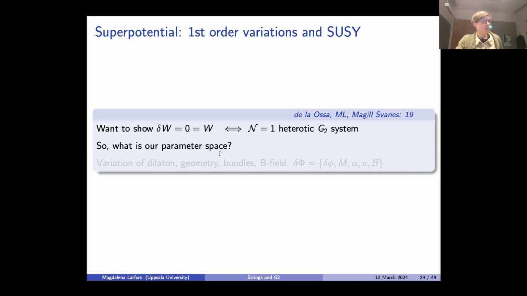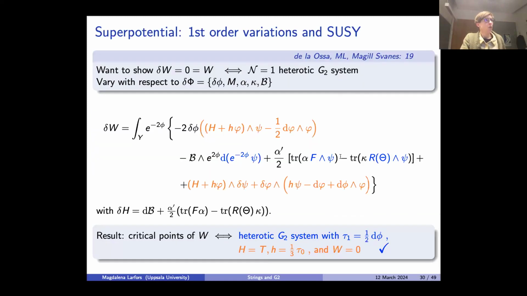So then we need to think about what the parameter space is, this off-shell parameter space. What we have then is the variation of the dilaton and the geometry encoded in this one form M, and then the variations of the bundles and the B field. So what we do then is we take our superpotential, we vary it with respect to these fields, and then we get this expression here just by direct computation. And what we can see then is that we can recognize some of the constraints that we've seen before.